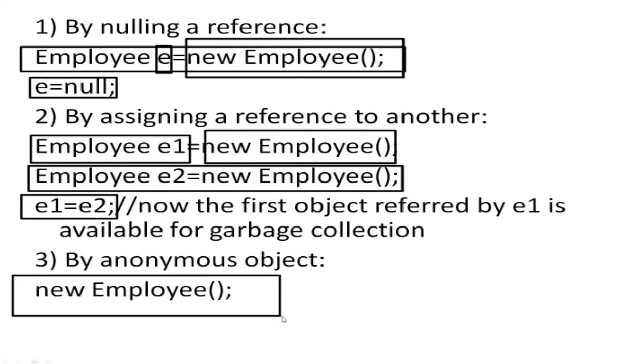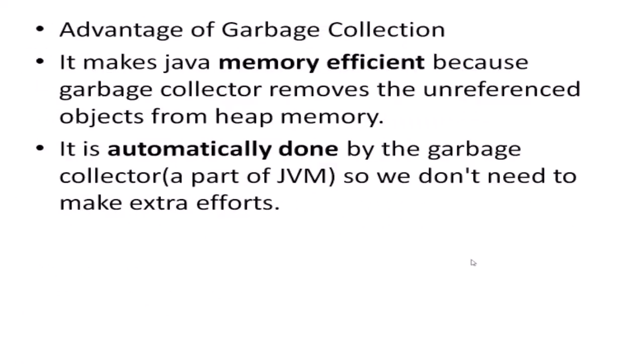Next, by anonymous object: equal to new Employee, directly assigning a particular anonymous object new Employee, without creating a reference variable. Here we have created an object e, but here we have just declared a new Employee. These are the methods.